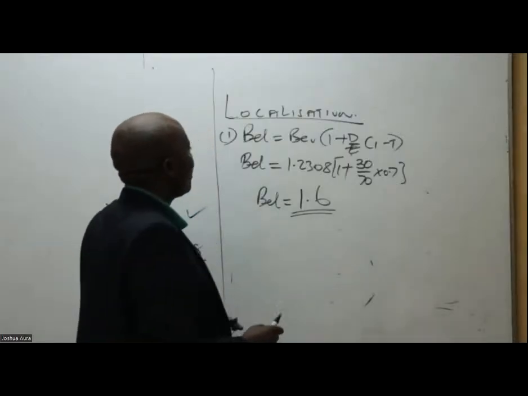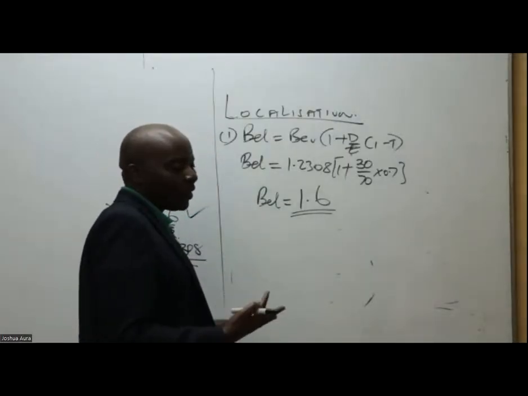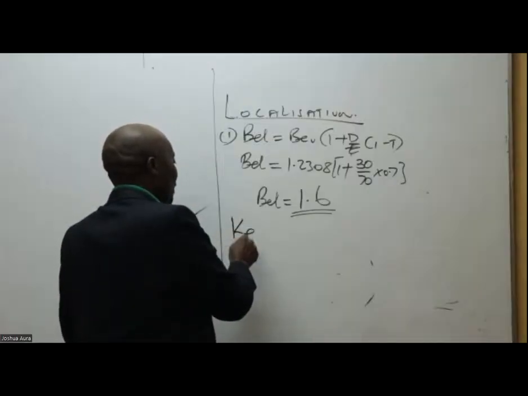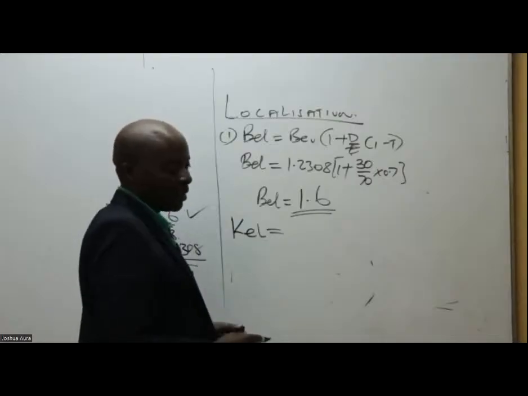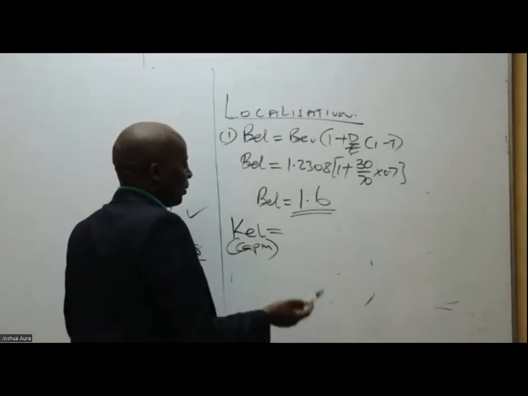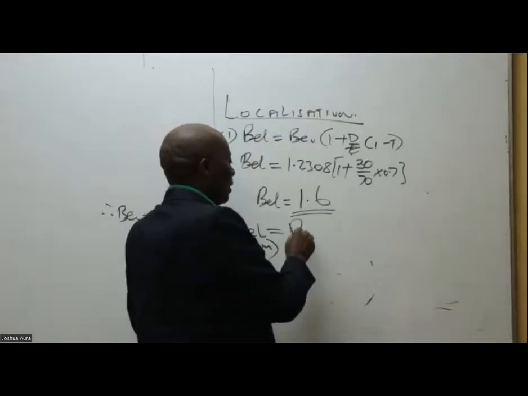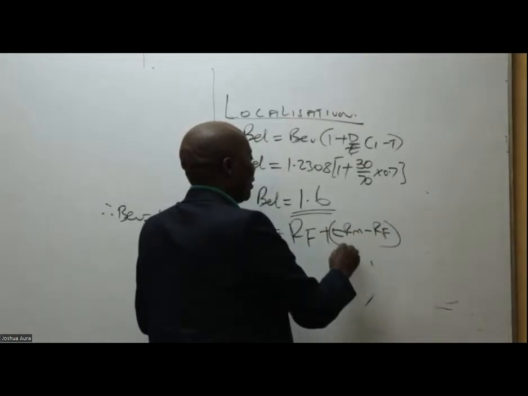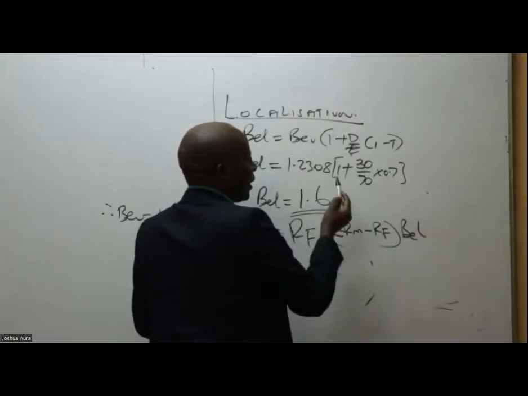So after localization, still in Roman 1, I know that the next thing should be CAL. CAL, we are using CAPM. So CAPM is risk-free plus expected return of the market minus risk-free multiplied by BEL, which we have just obtained here.